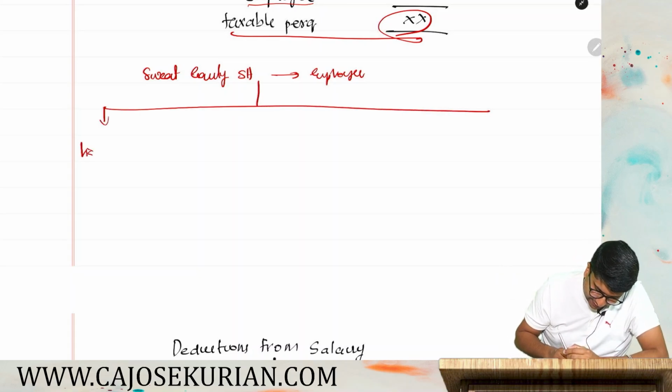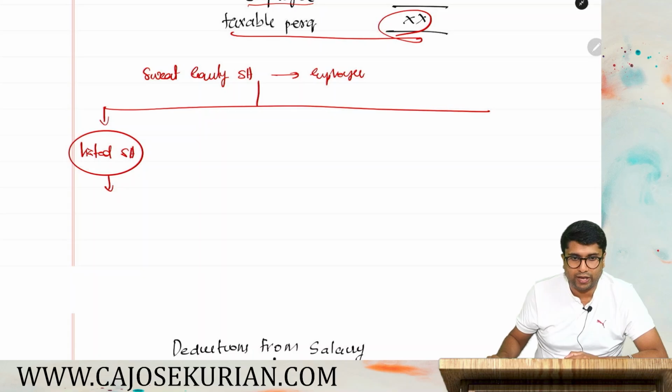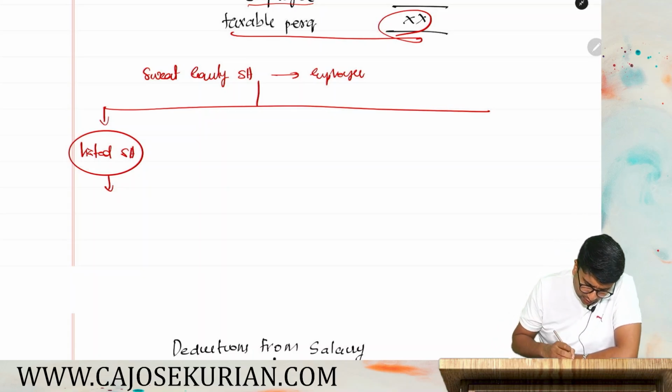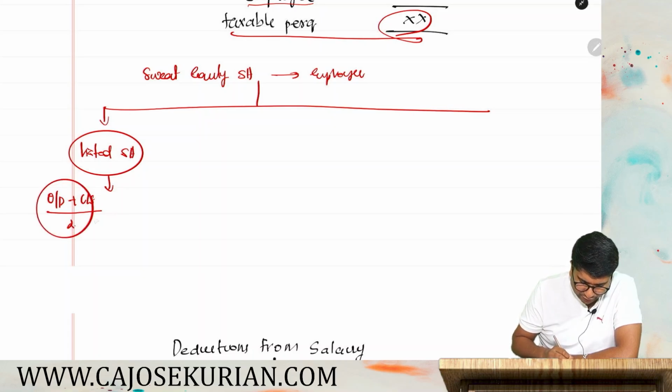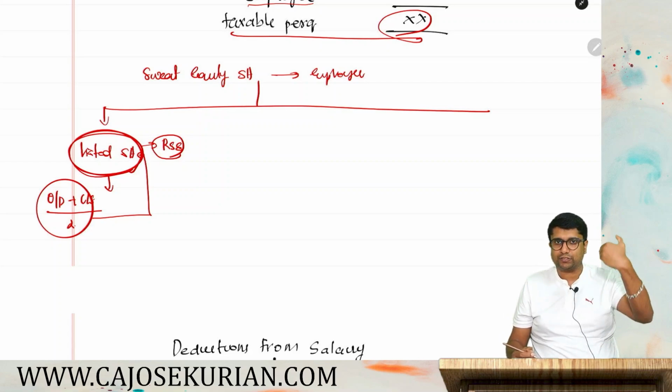Say it is a listed share. If it is a listed share, then what you need to do? You need to take the highest value as well as the lowest value. Sorry, instead of highest and lowest, you take the opening as well as closing value of that respective listed share on a recognized stock exchange divided by 2. So you need to take the average of the opening and closing value of that respective listed share in the recognized stock exchange on the date of transfer, and that value shall be the taxable value in the hands of employee. If there is any recovery from the employee, definitely you can deduct that.